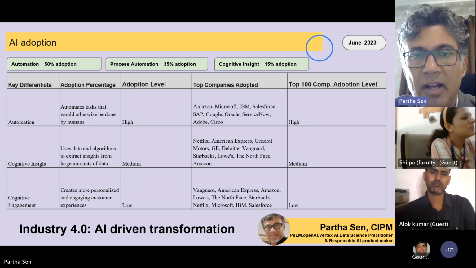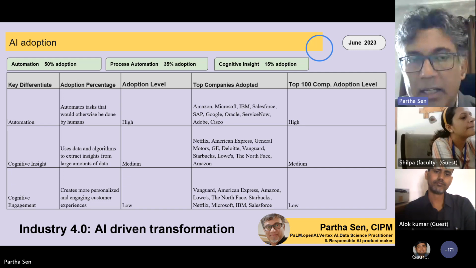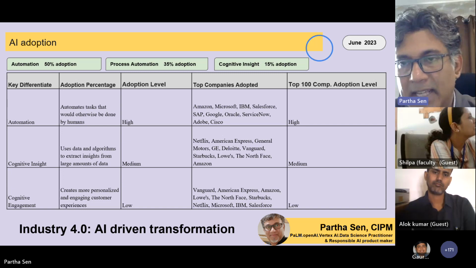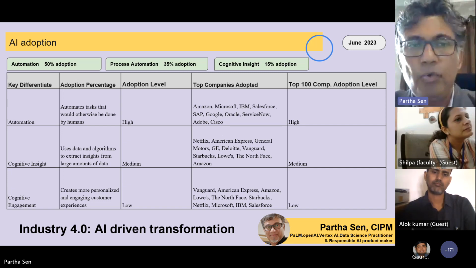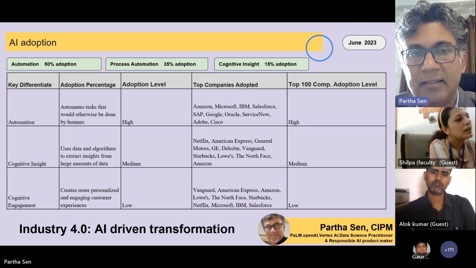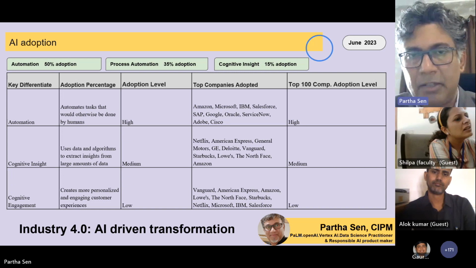And now I'm talking about how that adoption is coming into the picture. Now I am looking into the adoption part, 3 types of AI impact over there. Number 1, automation. Number 2, process automation. And number 3, cognitive insight. For the case that we have taken, Phrase Fleet, the company, the startup, has the plan to implement all the 3 things.